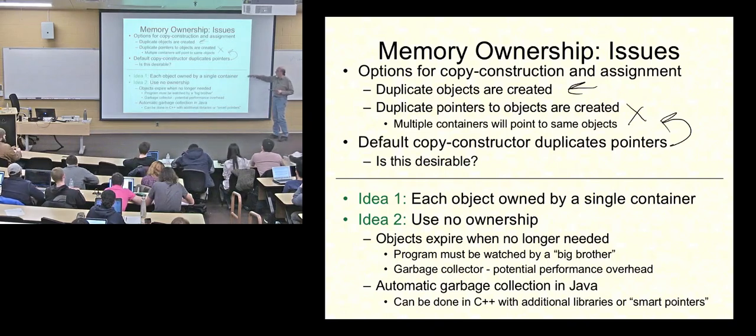One way is every object is owned by somebody, and that somebody is responsible for it. If you do the new, you're responsible for the delete. And that's generally what we do in C++. In Java, Java has no ownership. You want to do a new, that's fine. When nobody refers to something, someone else is responsible for freeing it.